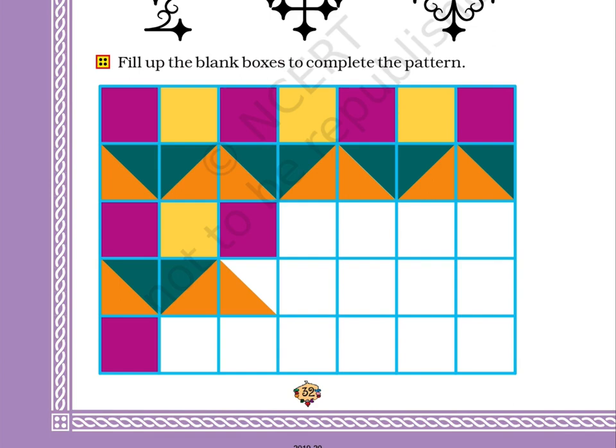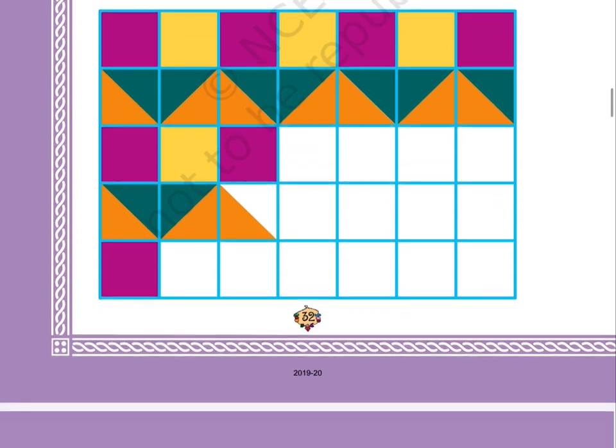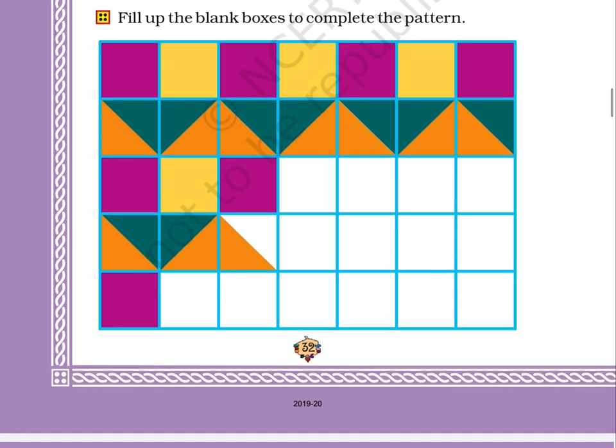Box 2 is divided into 2 triangles by drawing a line from top right corner to bottom left corner. In both the boxes, the upper triangle is green and bottom triangle is yellow. The pattern reads as box 1, box 2, box 1, box 2, box 1, box 2, box 1.